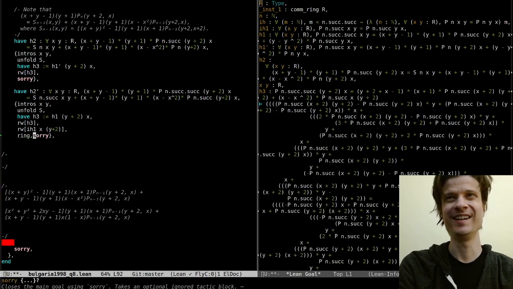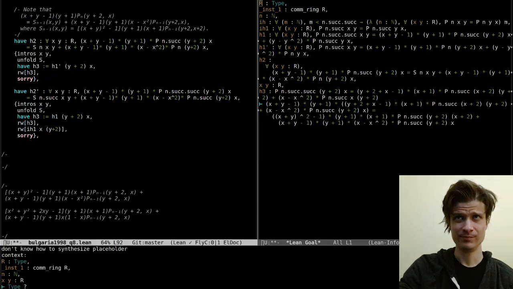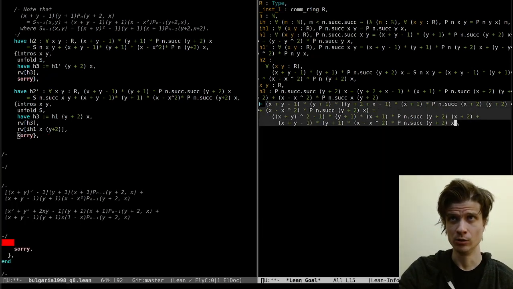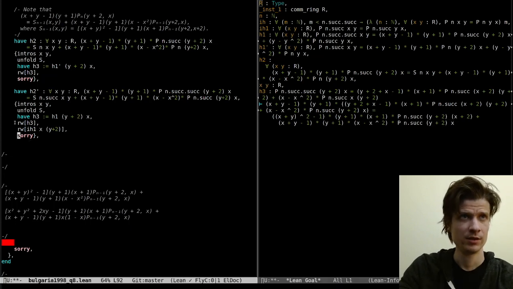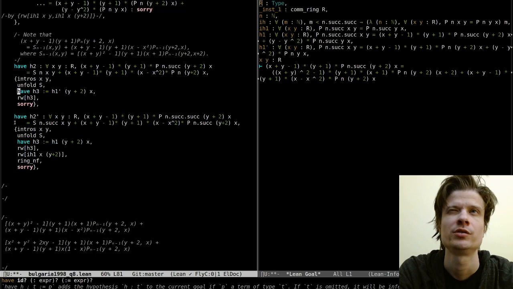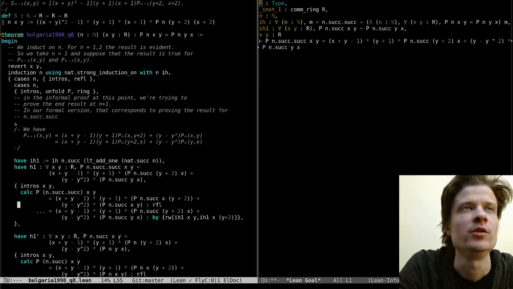Ring? And it just gets bigger. Okay, let's make sure it did what we thought it was going to do. So in the goal here, this and this are the same. I was hoping that would mean somehow they cancel. Apparently not. I am going to call it for the night.